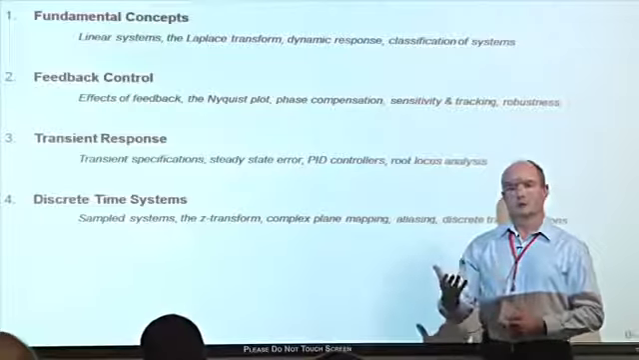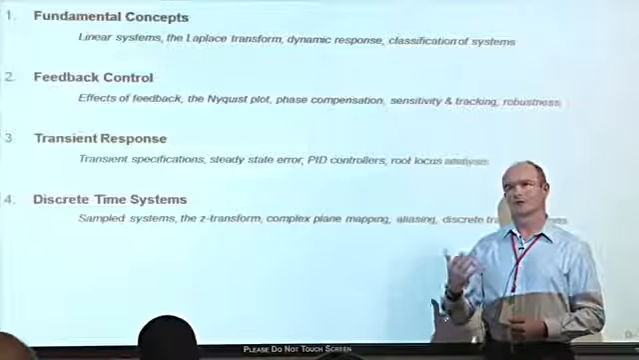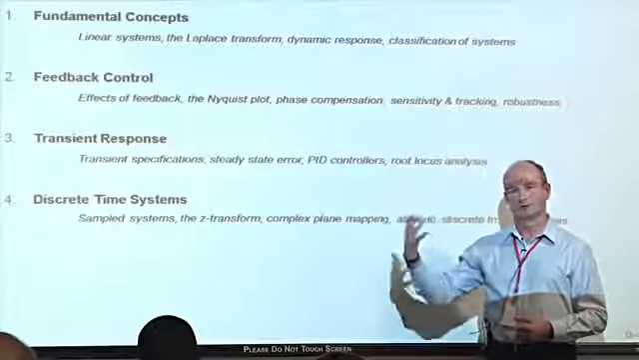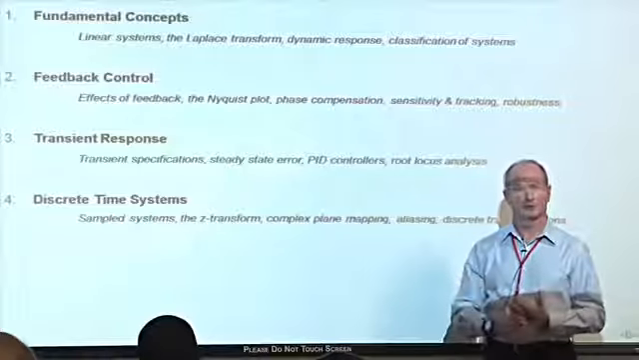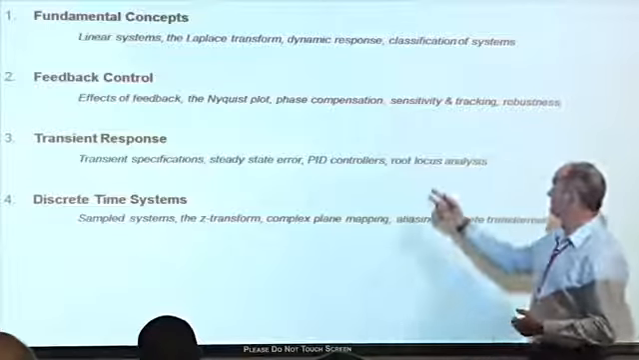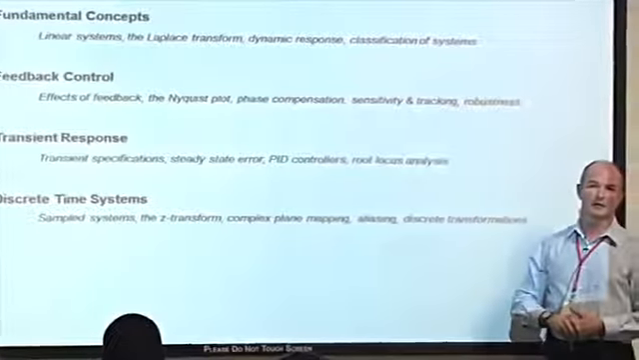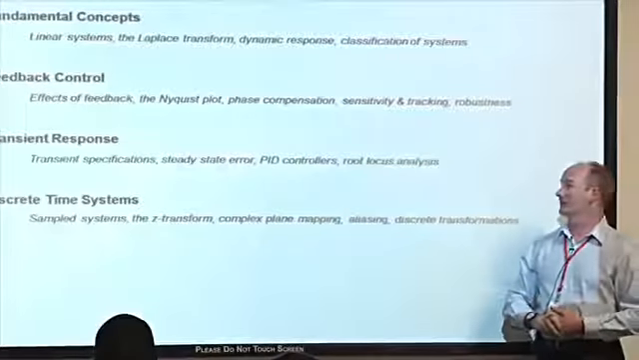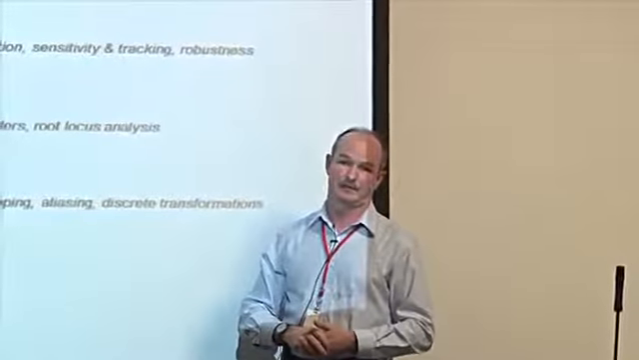Now, transient response is connected to the location of roots or poles in the complex plane. And we can exploit this relationship once we understand it in what's known as the root locus design method. If you're not familiar with that, I think you'll enjoy that section. It provides us with a nice graphical and systematic way of designing control systems to meet transient specifications.